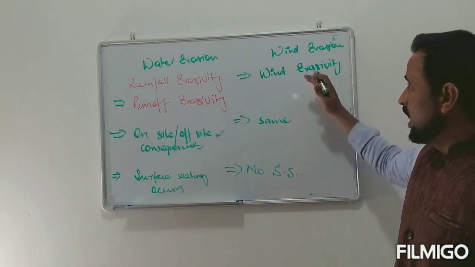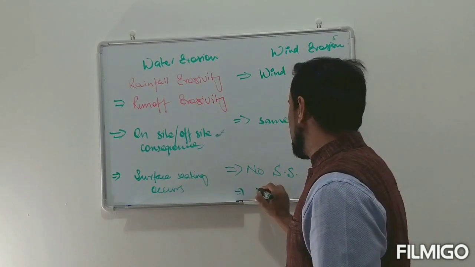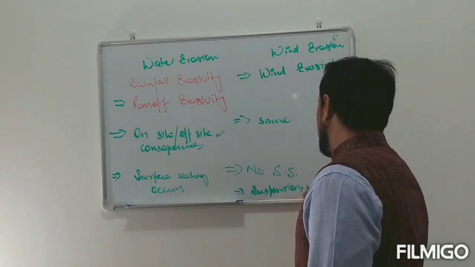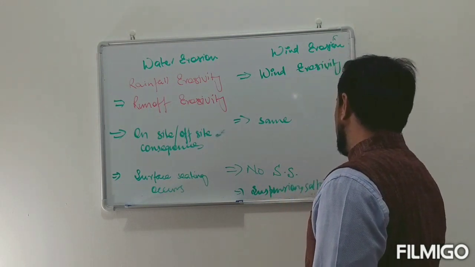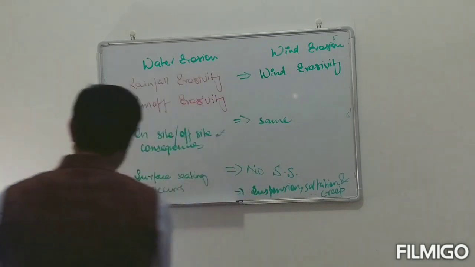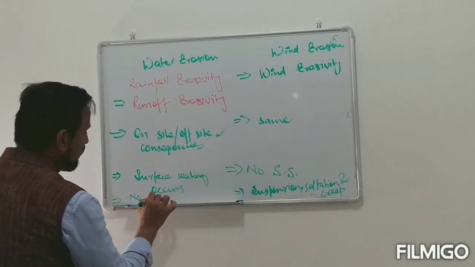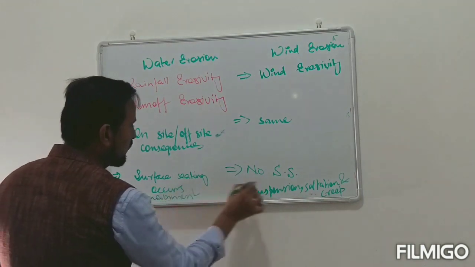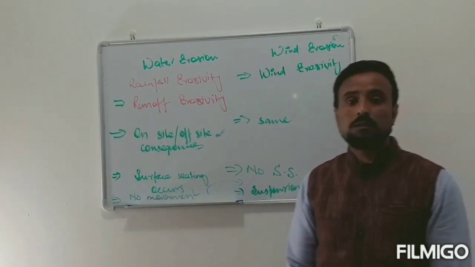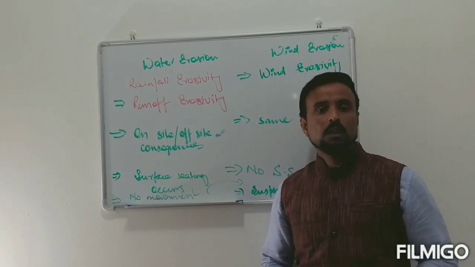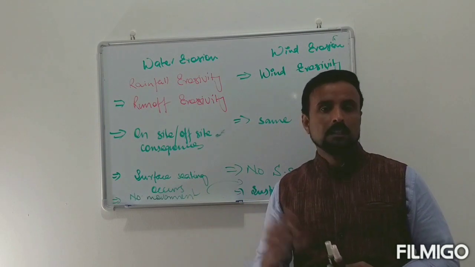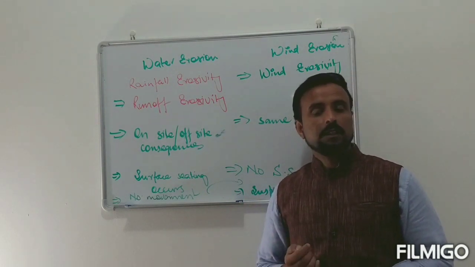Then in wind erosion, particles move by suspension, saltation, and surface creep, but there is no movement like this, no movement like this one, right? In case of water erosion. So there are certain similarities between water and wind erosion, and there are certain differences also. More importantly, the basic difference is the movement of particles that happens in wind erosion, right?